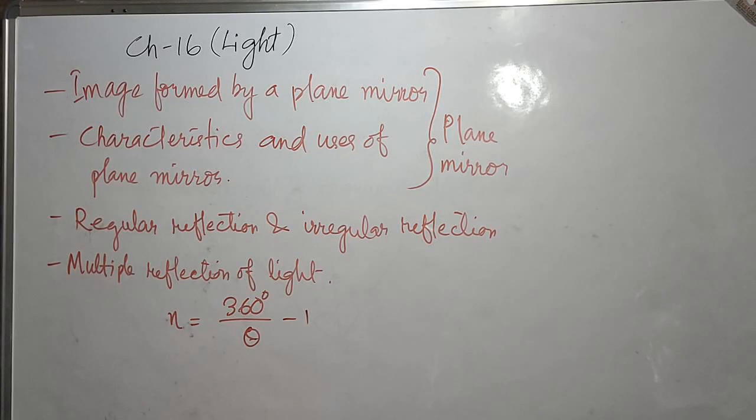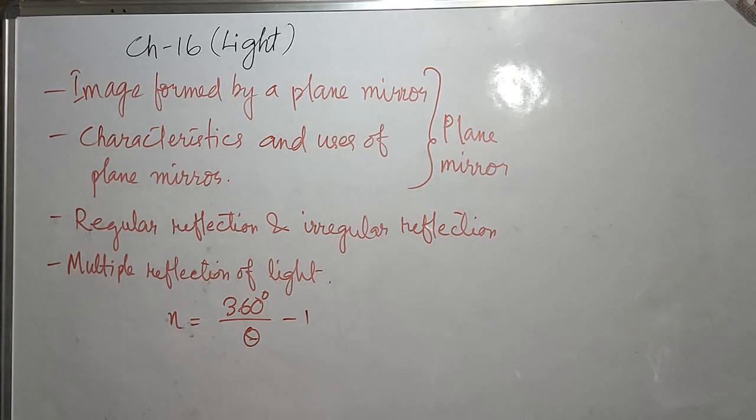Now the next one is regular reflection and irregular reflection. Here, when parallel rays of light fall on a smooth or polished surface like a plane mirror, those rays of light get reflected in exactly the same pattern as they arrive. Those types of reflections are called regular reflection, and that's why we are able to see ourselves in a mirror or any highly polished smooth surface.